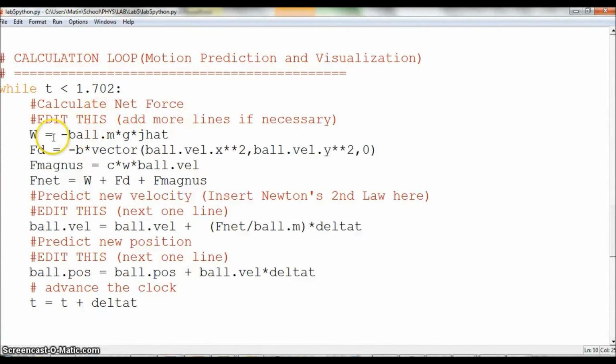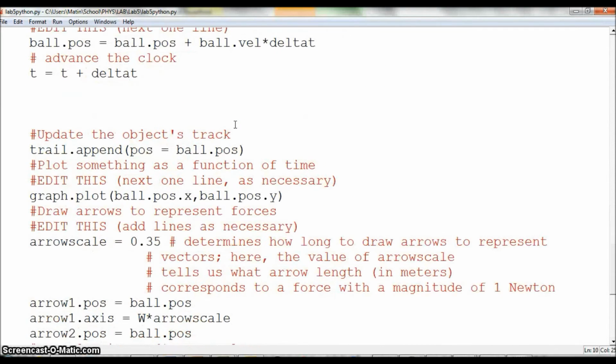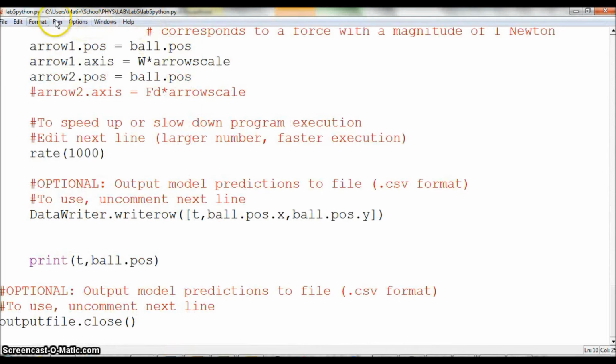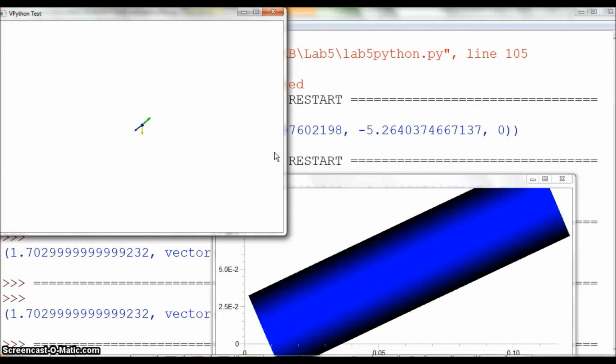So in the loop, I've got the weight force, the drag force, which is negative b times the square of the velocity. It's negative because it's always opposite to the direction of the velocity. And the Magnus force, which is that left side of the equation, which I had as c, times the angular velocity times the ball's velocity. And then I used the net force to predict the motion each time it went through. So let's see how it's predicted.